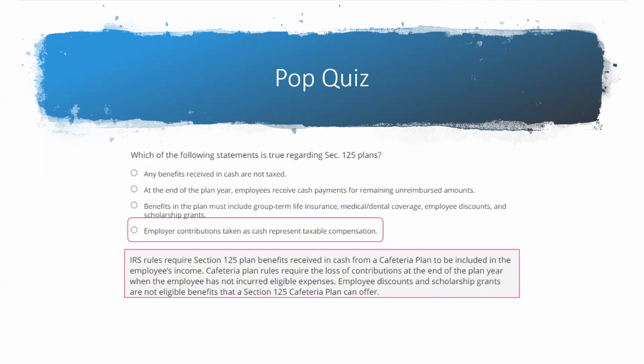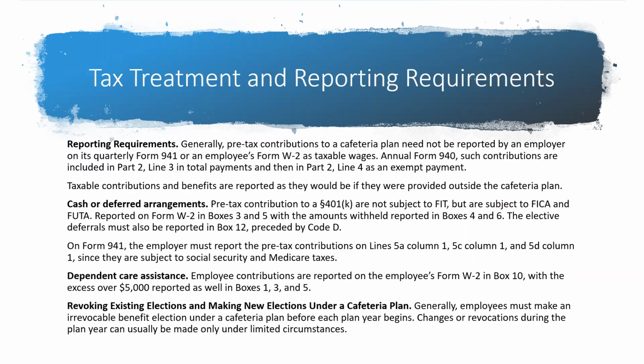If you guessed employer contributions taken as cash represent taxable compensation, you are correct. The IRS rules require Section 125 benefits received in cash from a cafeteria plan to be included in the employee's income. Super important to have a solid grasp on the tax treatment and reporting requirements.